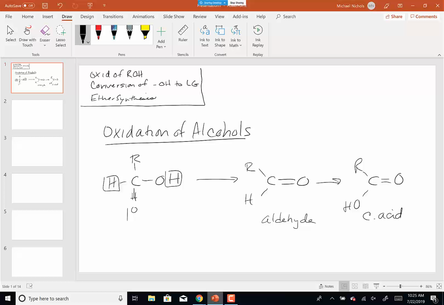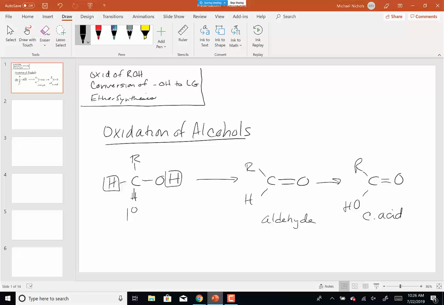And then when we talked about reductions, we talked about reducing the aldehyde or the carboxylic acid all the way back down to the primary alcohol. We didn't take a carboxylic acid and reduce it to the aldehyde. You can't do that. It's all or nothing. You either leave the carboxylic acid as is, or you take it all the way down to the primary alcohol. Now, in the future, there are going to be ways to do that, but not today.